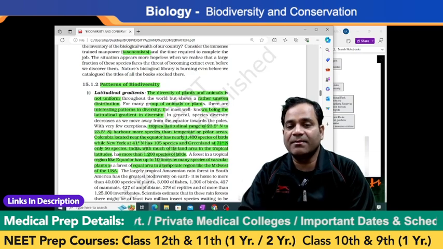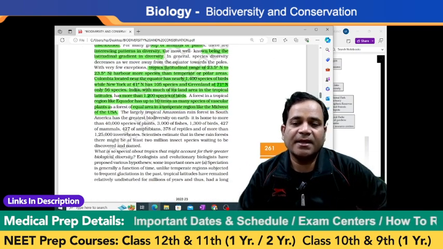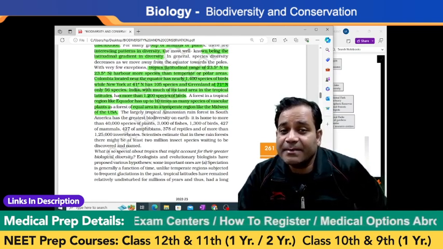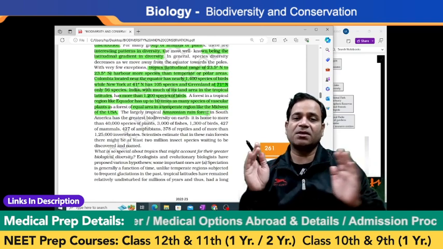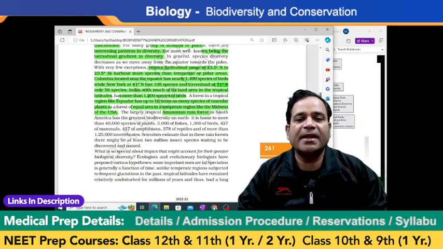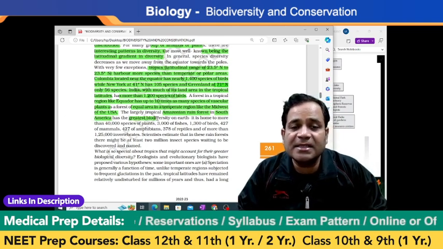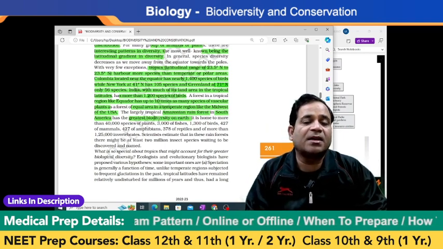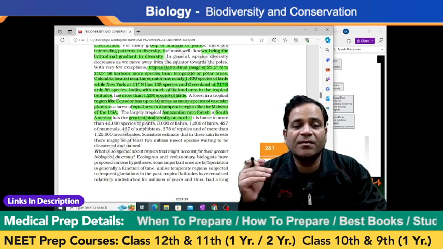So this is the important thing to understand. Here is the largely tropical Amazon forest. You know the Amazon rainforest, where it is located? It is located in South America. South America has the greatest biodiversity on earth. The reason is that they have suitable climatic conditions for the growth of many species.